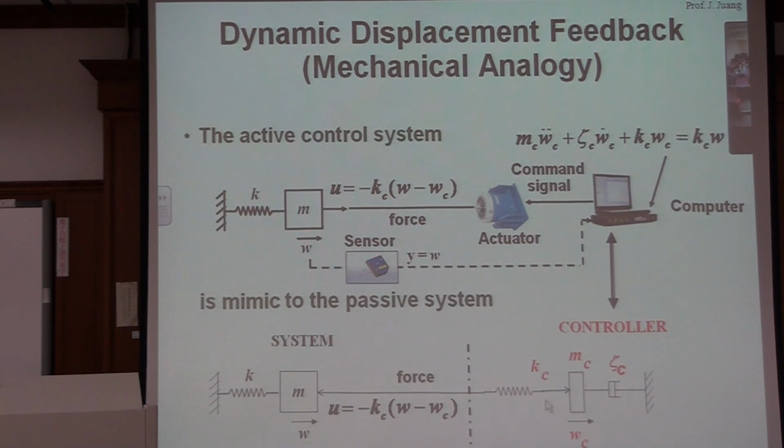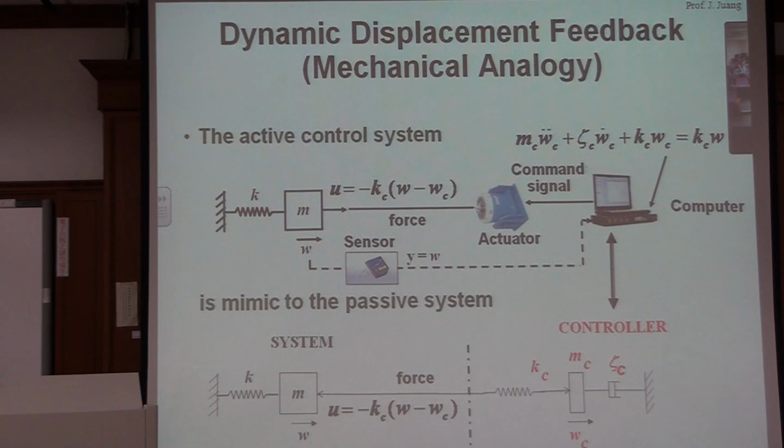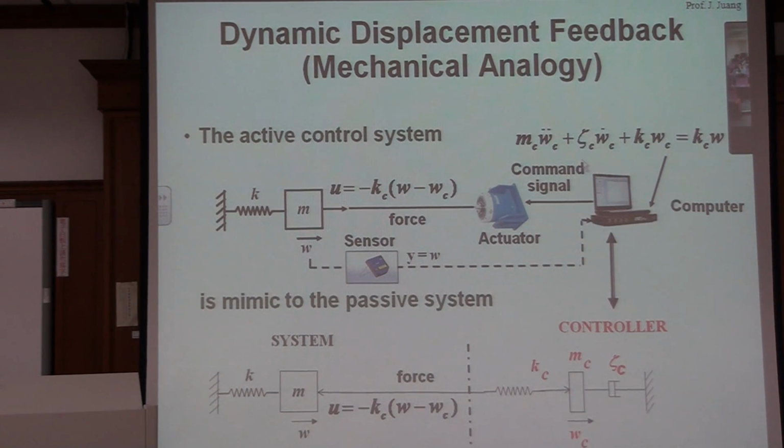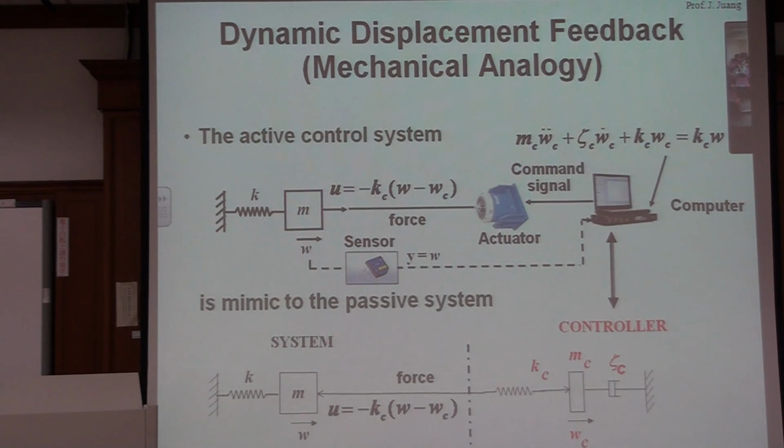But here, in theory, you can have any positive values of MC, ZC, and KC. I say positive values. Right? So you have all kinds of freedom for this. So this is the key advantage of the active control system.